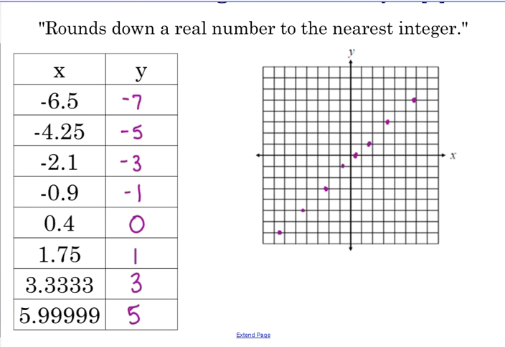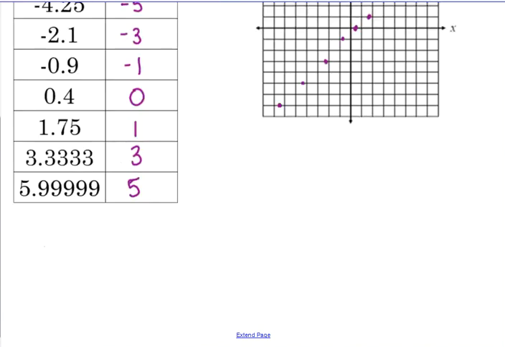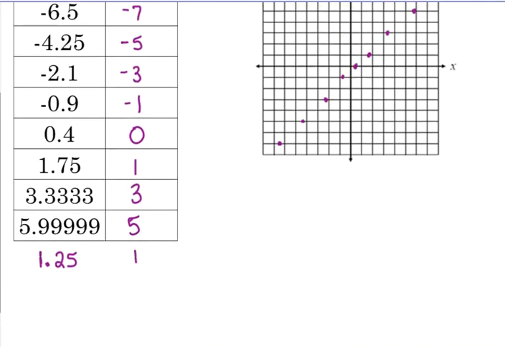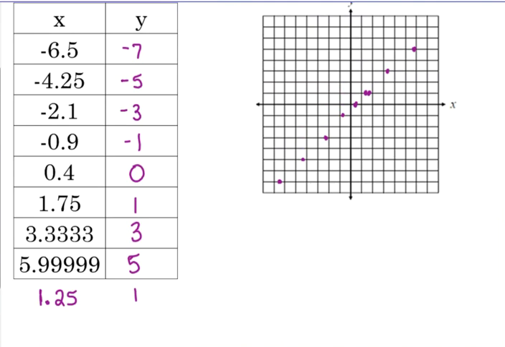Okay, so right now we have a bunch of random points. If you still don't see what's going on, let me add a little bit more detail to our table. What if we had the next value of 1.25? 1.25 would also round down to positive 1. So x value of 1.25, y value of 1. You can see those two points are going to be beside each other.